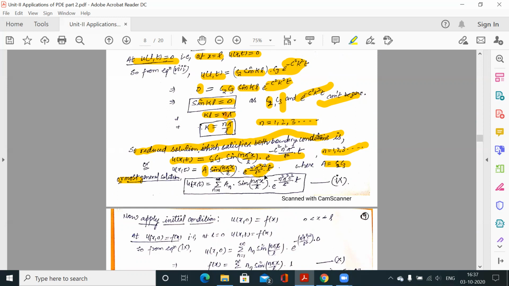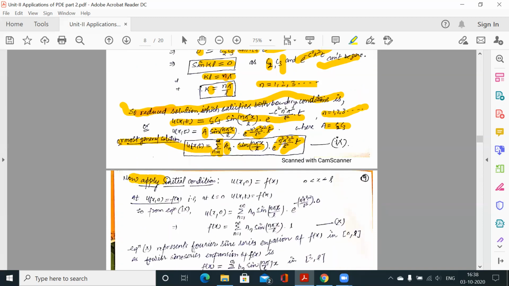And we know the fact that for a homogeneous differential equation, a linear combination of the solutions is again a solution. So I have added all these solutions: n equal to 1, n equal to 2, n equal to 3. All are solutions, and we have added all of them. So for this, we have written the summation n equal to 1 to infinity of A_n sin(n pi x by L) e to the power minus n squared pi squared c squared by L squared t. So this is the most general solution satisfying both the boundary conditions.